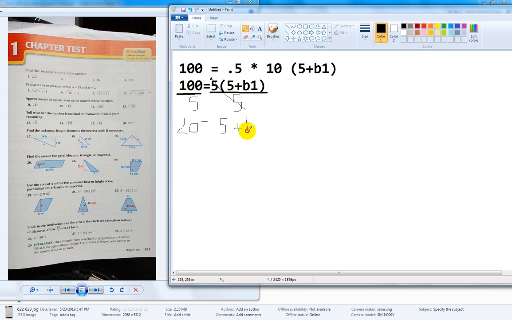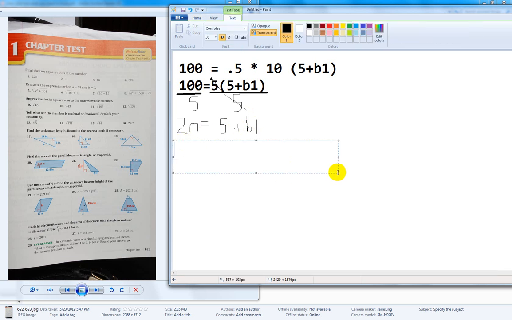Now it's really easy to solve for b1, right? We can just switch back to the pen here, or actual letters. We do 20 is equal to 5 plus b1. And obviously you subtract 5 from both sides, and then b1 is equal to 15. And that's the answer. Obviously it's in inches, because it's distance. So that's how you do this problem.